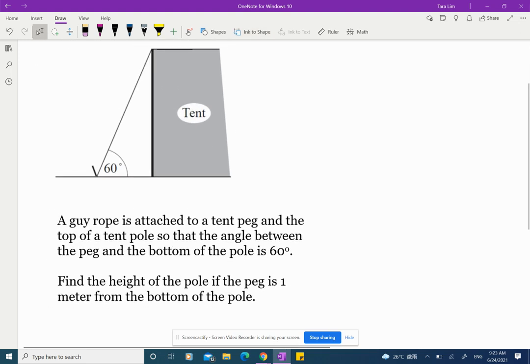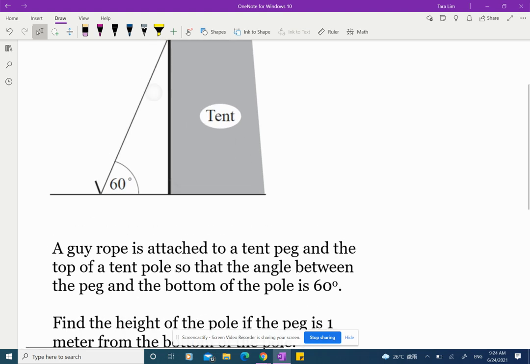A guide rope is attached to a tent peg and the top of the tent pole so that the angle between the peg and the bottom of the pole is 60 degrees. Find the height of the pole if the peg is 1 meter from the bottom of the pole.